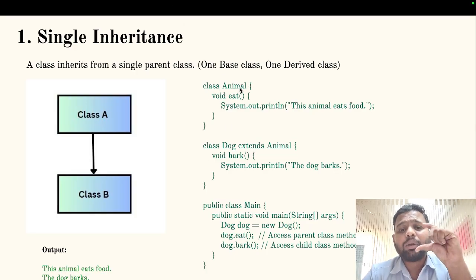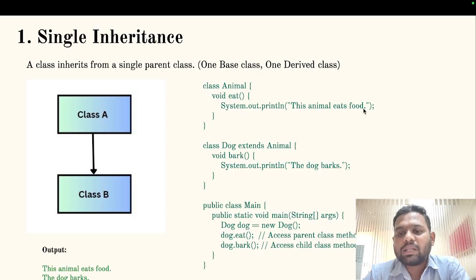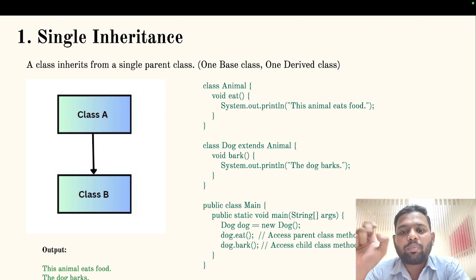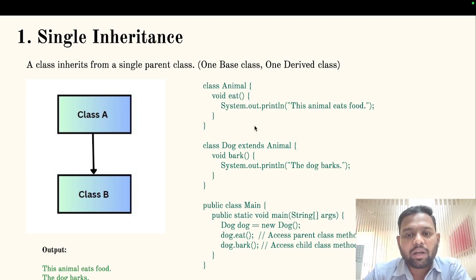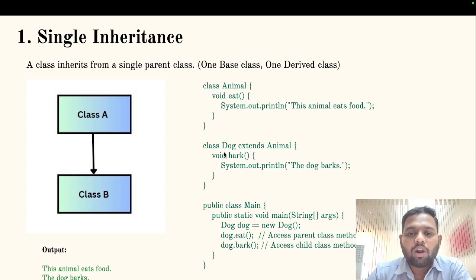Okay, so here one more example is given. Suppose we have a class Animal which has the behavior, or method, eat: System.out.println("Animal eats food"). Then we need to inherit that eat property in some other animal, like Dog particularly. So we are creating another class named Dog and extending the property of Animal in this Dog class. And Dog can have its own properties also.